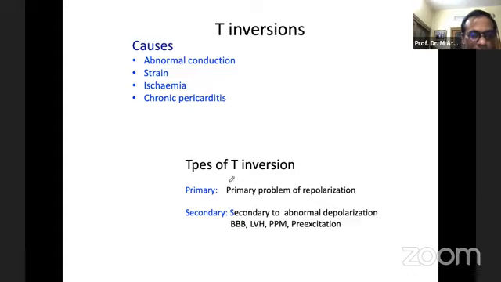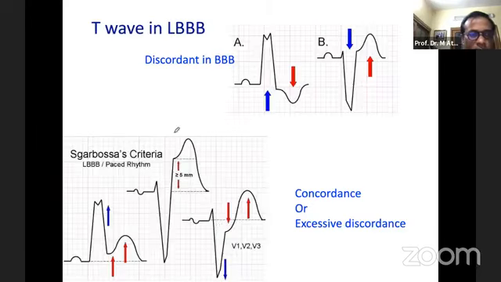And the types of T inversion are the primary T inversion, that is a primary problem of the repolarization. When the T inversion is because of a primary problem of the repolarization, it is called primary T inversion. And when the T inversion is secondary to abnormal depolarization, as for example in case of bundle branch block, LVH, permanent pacemaker, or pre-excitation, these are called secondary T inversion. So these are the causes of T inversion, and there are two types. This is one of the examples.